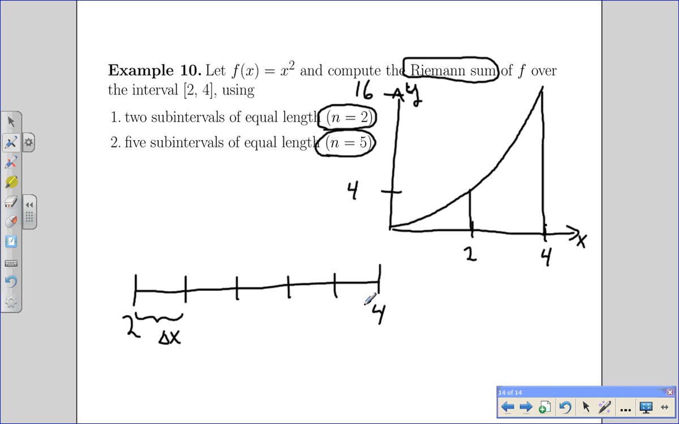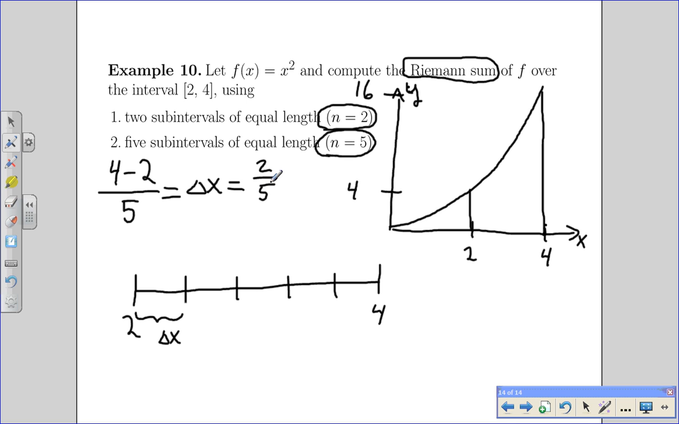Well, the length of the interval is the right side minus the left side. So it's 4 minus 2. And I'm going to divide that into 5 pieces. And so that's the size of my delta x, or the width of each of my rectangles. And that's 2/5, just like in the previous problem.